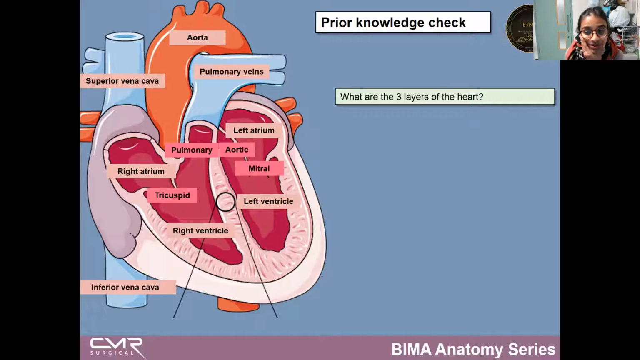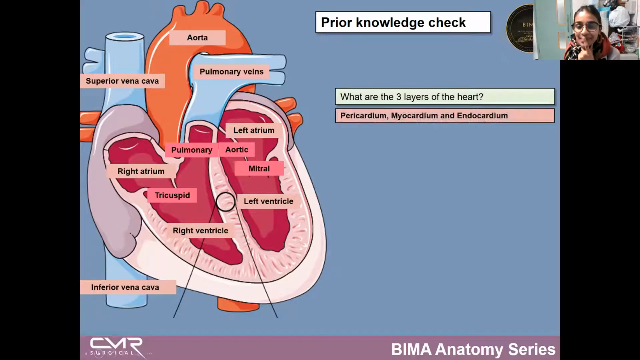What are the 3 layers of the heart? Can we get any answers on the chat? Come on, people. Let's give it a go. No? All right. I've got the answers for you, don't worry.